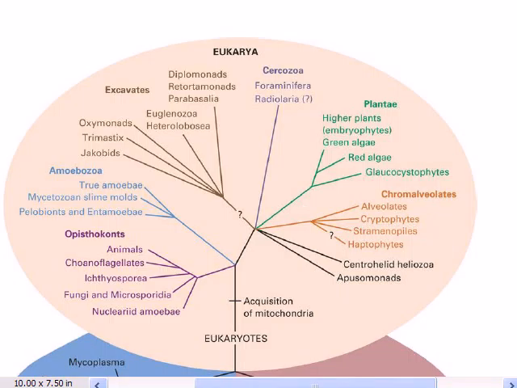I talked a little bit about this in our orientation session, wherein I talked about how the science of genetics is revolutionizing basic biology.